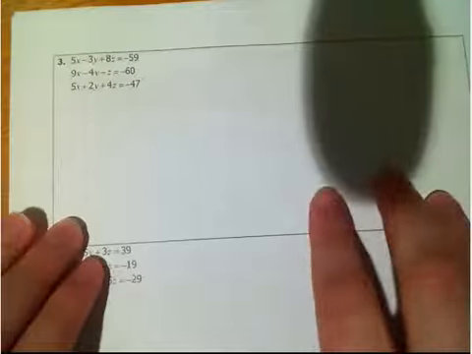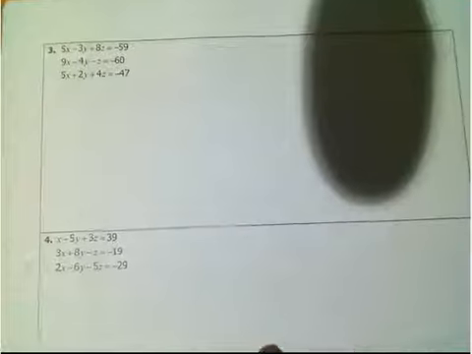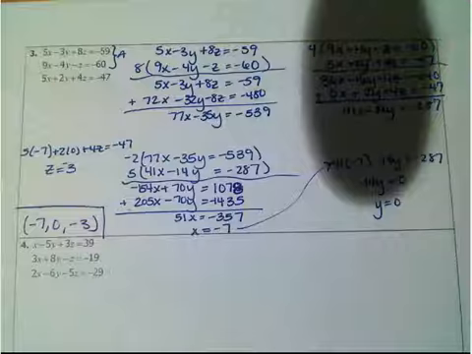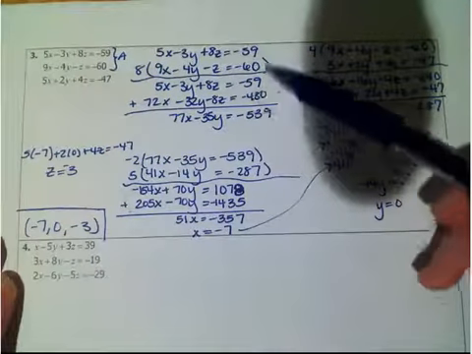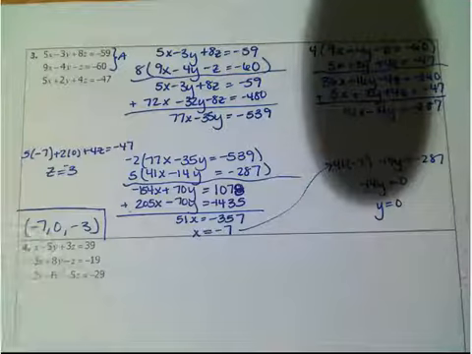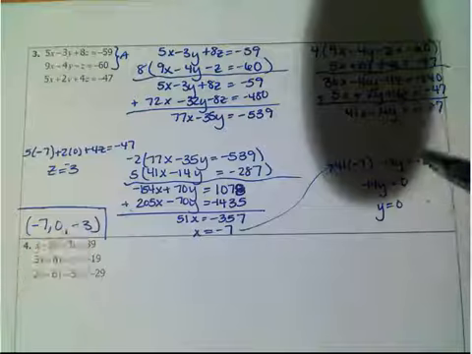Okay, if we move on to the back, for number 3, go ahead and try number 3 on your own. So pause the video, try number 3, then resume the video to check your answer. So here's the answer to number 3. So you may have solved it a different way by eliminating different variables, but we should still end up with the same answer of -7, 0, and -3.